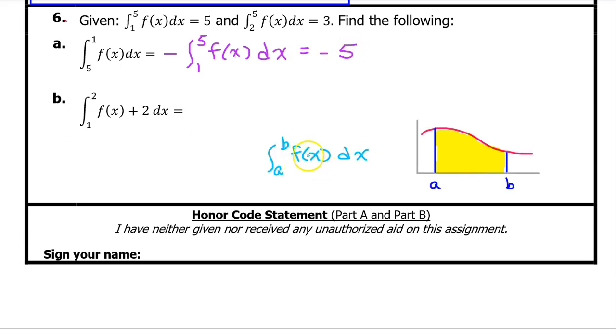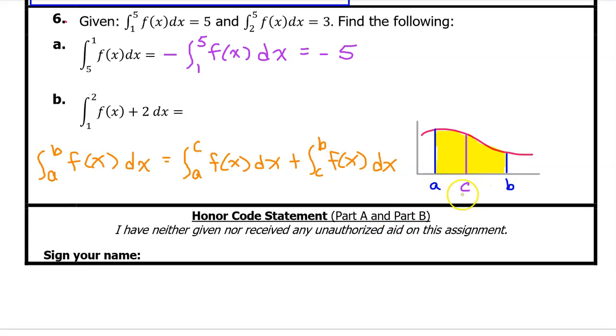We know that the integral of f from a to b is the area under the curve from a to b. If we split the interval from a to b up into two subintervals, it would make sense that the integral from a to b should equal the integral from a to c plus the integral from c to b. The total area under the curve from a to b will equal the area under the curve from a to c plus the area under the curve from c to b.